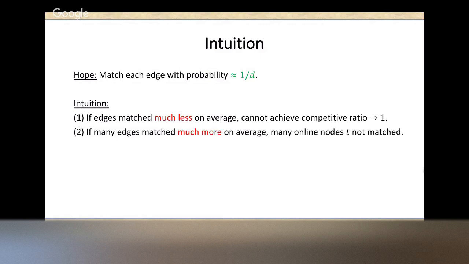On the other hand, if a lot of edges are matched more than 1 over d on average, then you can have a bunch of vertices that are matched with probability more than their degree over d, and then I could just put all of those to neighbor the same online vertices. And then those online vertices have a good chance of not getting matched.